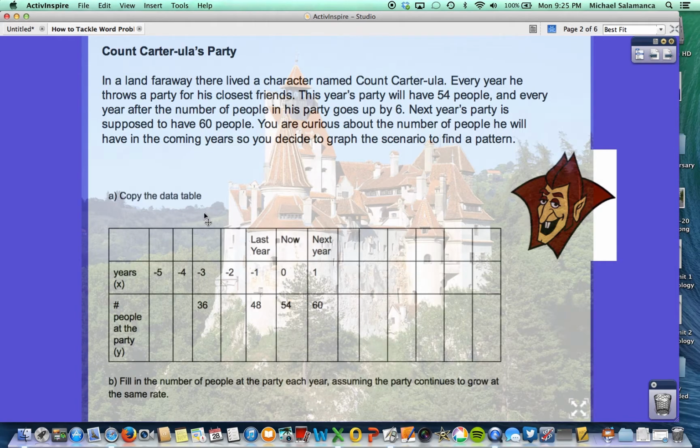So the first thing you always want to do is start creating a table of what you know. For example, we created our x-axis to be the number of years, and the number of people in the party is y. So first we start with listing now. So now that's 0 years, that's when we start counting. He has 54 people. Next year will be 1 year later, and he will have 60 people. If you look at last year, which is 1 year behind or negative a year, they have 48 people. So what we're going to want to do is complete this table.